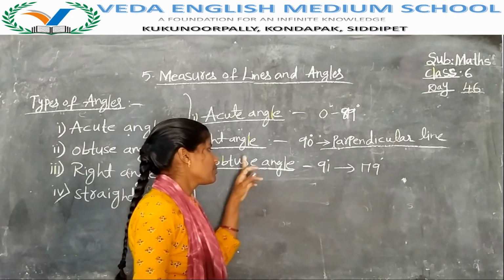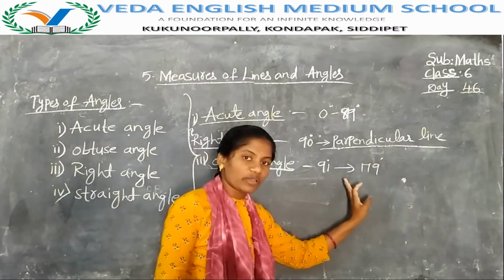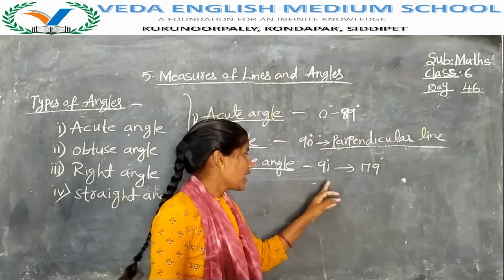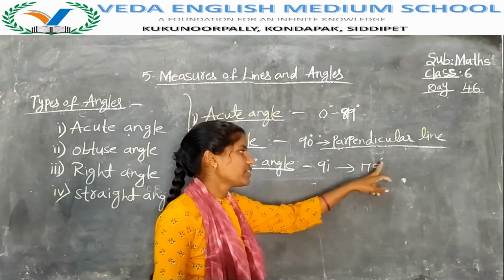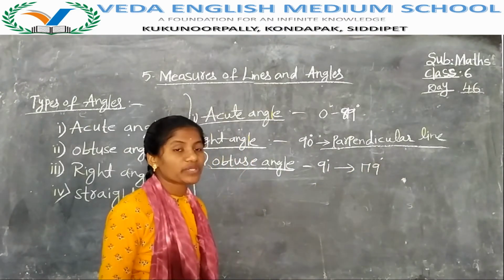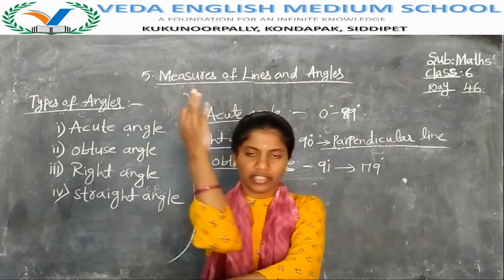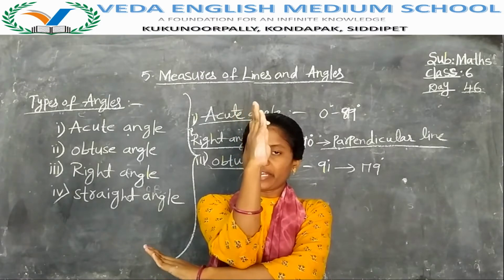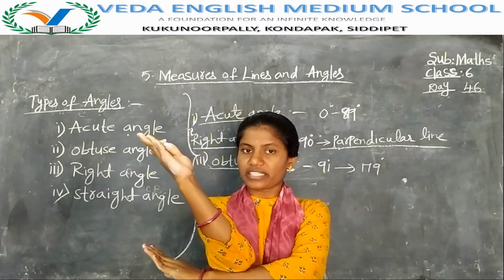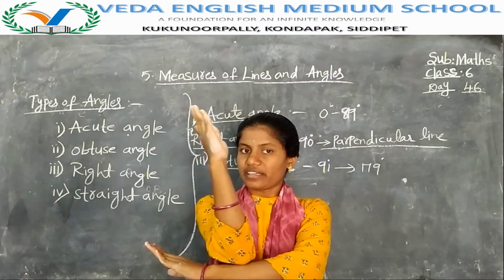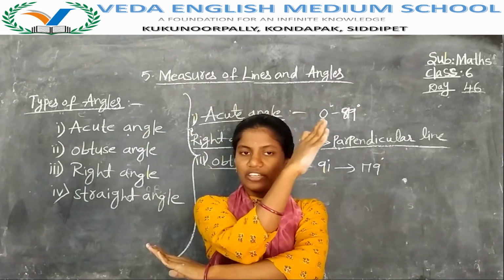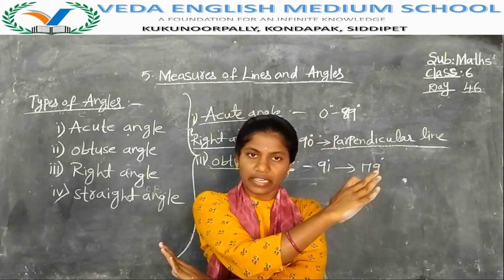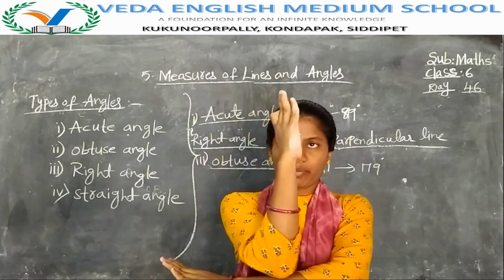So obtuse angle means greater than 90, less than 180. The angle which lies between 91 degrees and 179 degrees is called an obtuse angle triangle. Just now I said, if we have exactly like this, then this is called a right angle triangle. If it is less, you say it is an acute angle triangle. If it is greater than 90, observe the angle here, then it is an obtuse angle triangle.